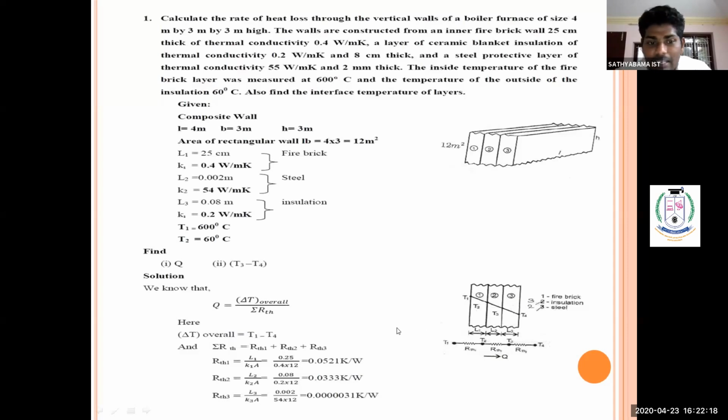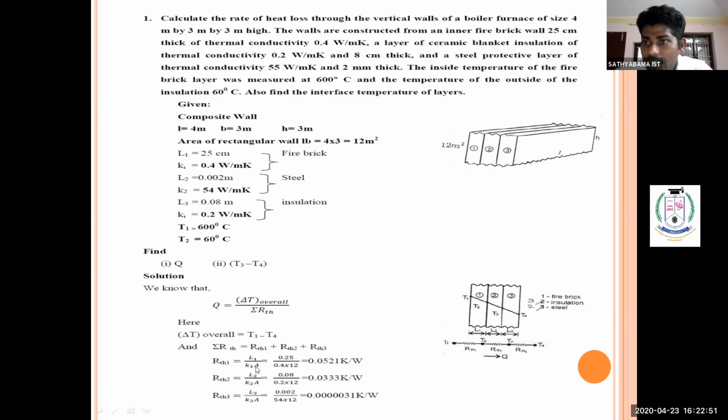What is thermal resistance? Look here as I move the cursor. Thermal resistance for material 1 is L1 divided by K1A. What is L1 for the first material? 25 centimeter, and K1 is 0.4 watt per meter Kelvin. L1 and K1 are given. And what is the area? Area is given as 4 into 3, so we have to multiply. Area of the rectangular wall, L into B, equals 4 into 3 equals 12 meter square.